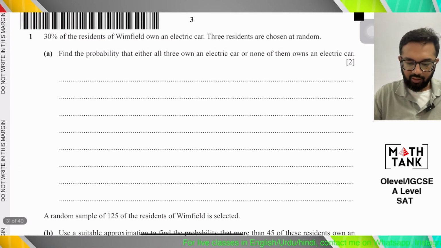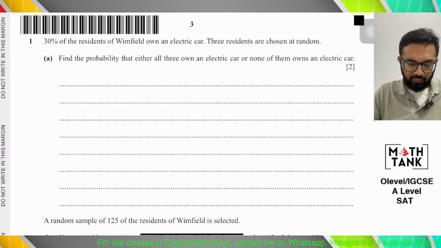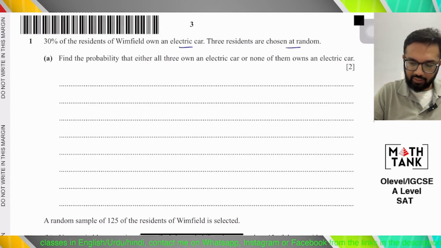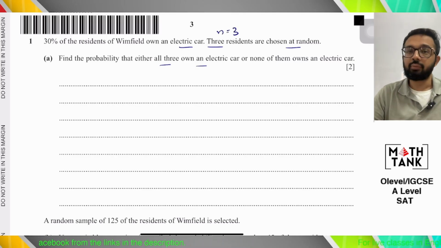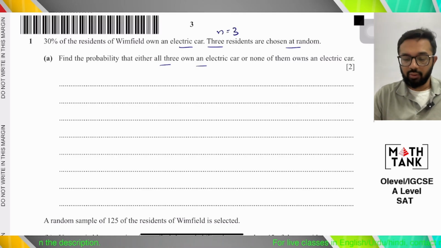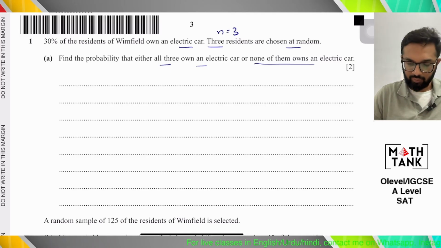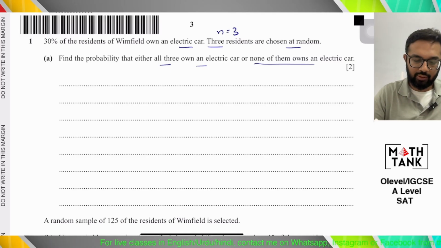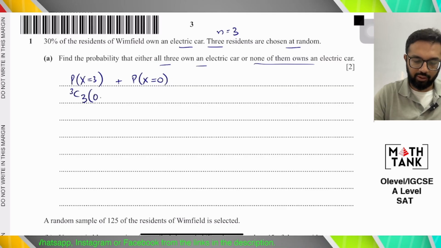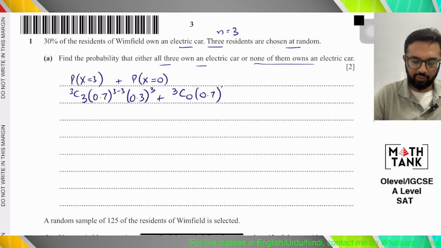Let's begin. The first question says 30% of the residents of Wimfield own an electric car. The residents are chosen at random. Find the probability that either all three own an electric car. Three residents are chosen, so n is 3, and or none of them owns an electric car. So it's either probability of x equals 3 or probability of x equals 0. So 3C3 times 0.7 to the power 3 minus 3C0 times 0.3 to the power 3.